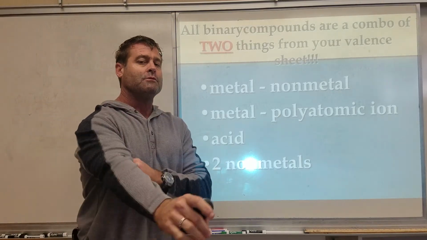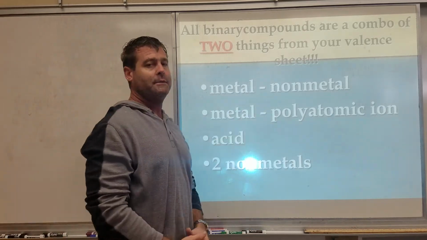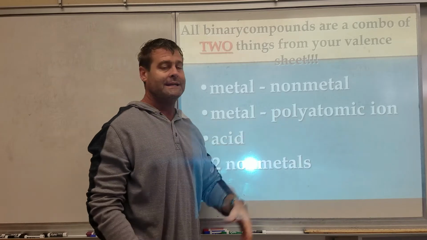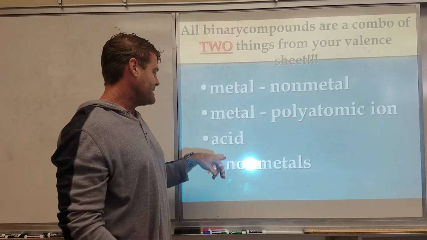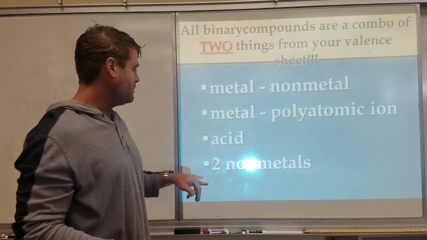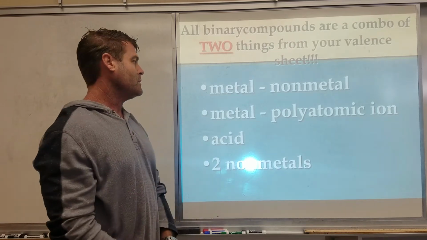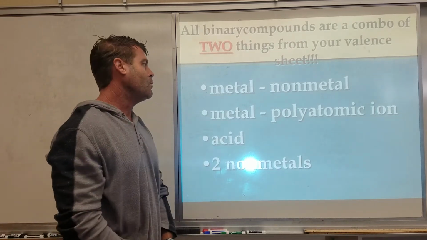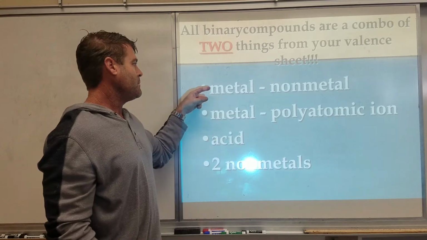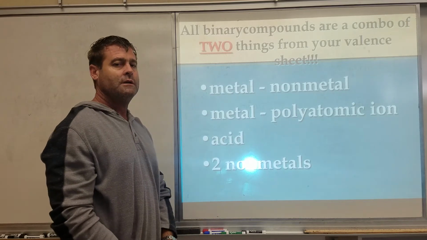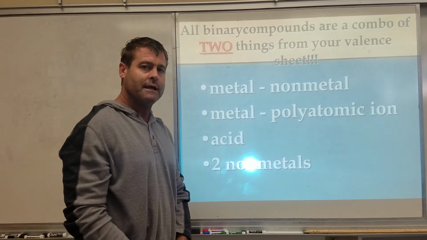So here are the possible combinations that we're looking at this unit. In the last video lesson, we went over a metal-nonmetal combination, and then a metal-polyatomic ion combination. We're going to go over the last two today, which are acids, a combination of two things which we're going to show you briefly, and a combination of two nonmetals. It's important to first determine what category your compound is in, because each specific category has its own unique naming rules that you apply in order to name it correctly.